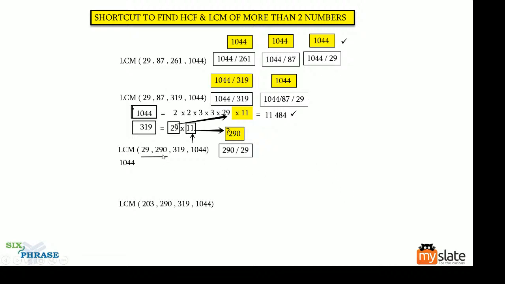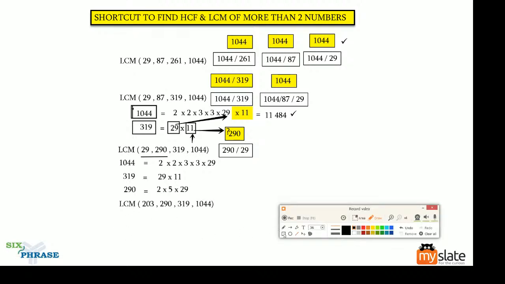Now 290 cannot divide 319. 290 cannot divide 1044 also. If 290 was able to divide 1044, I would have clubbed 290 and 1044. You get that, right? 290 cannot divide 1044 and cannot divide 319. So if you cannot divide it, you have to write it in its prime factorized form. If you write it in its prime factorized form, you will exactly know the reason why these numbers are not dividing 1044. So we'll have a look. You already know the reason why 319 is not dividing.